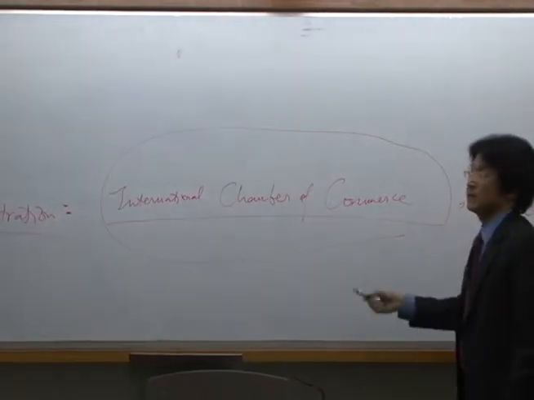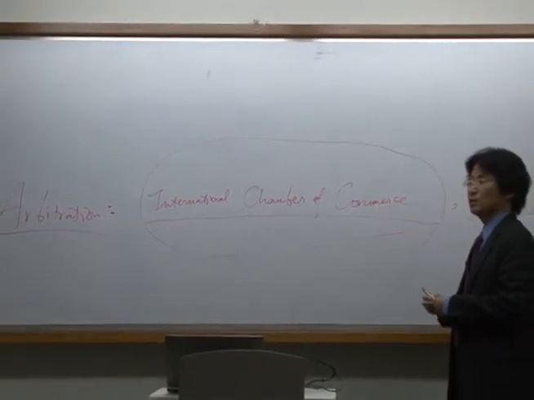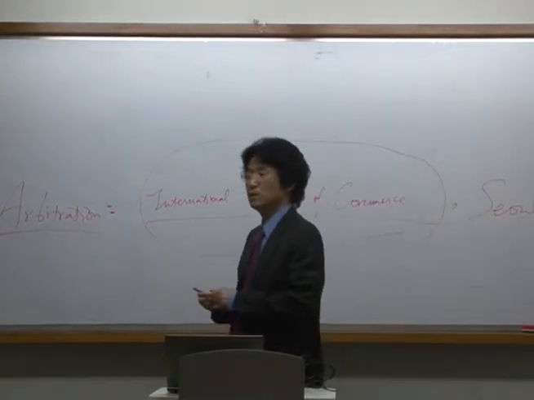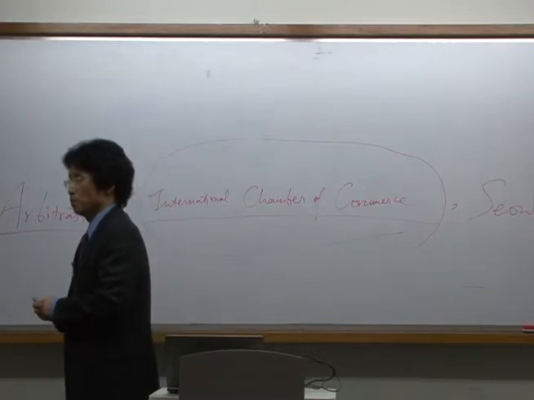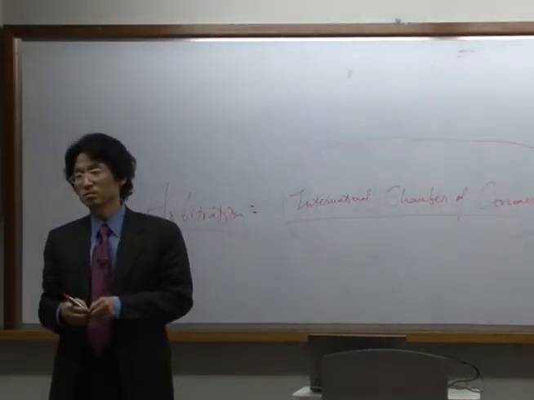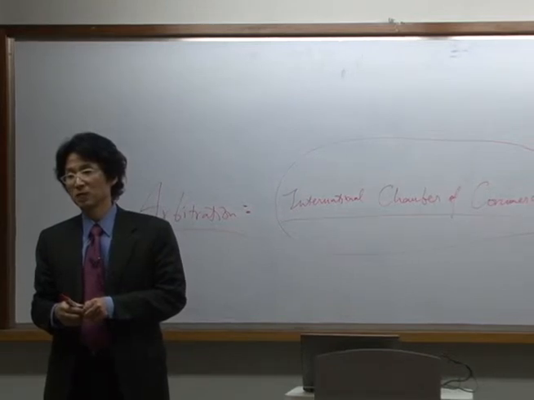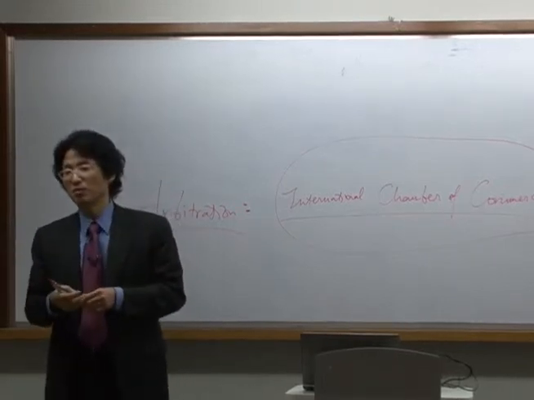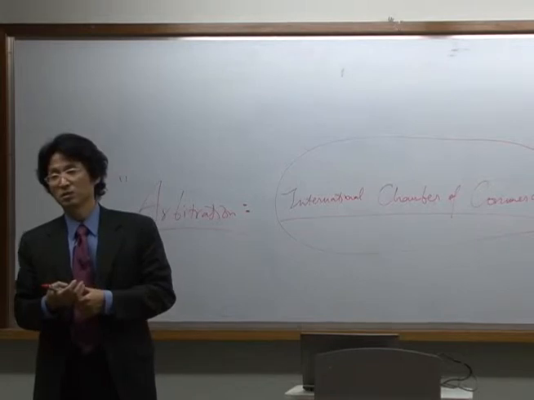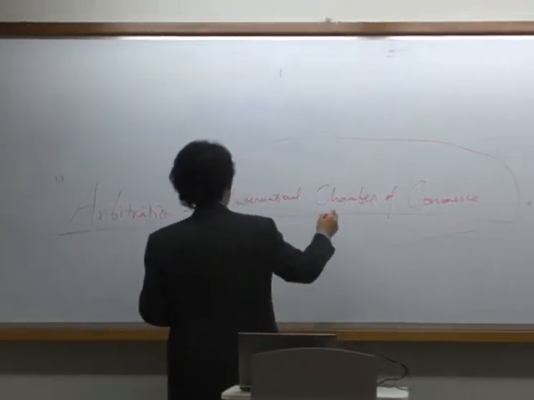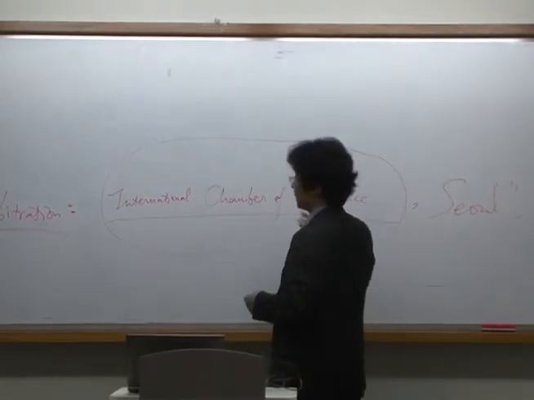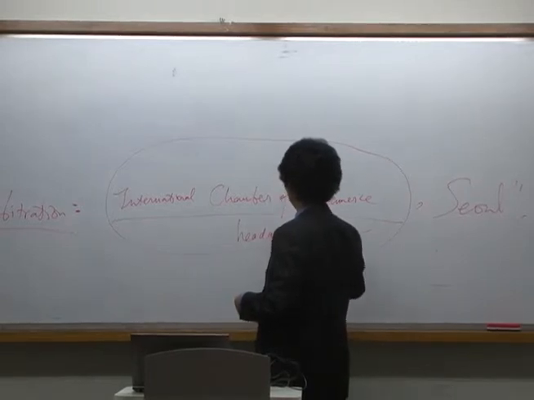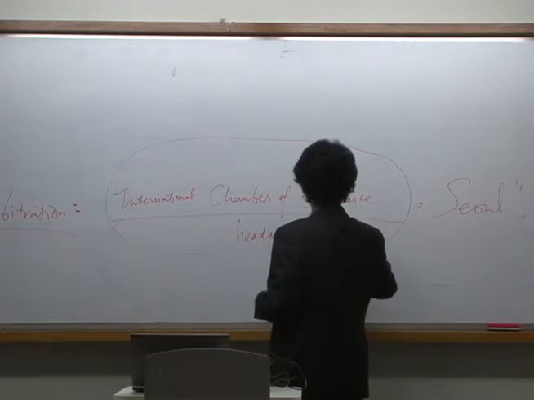International Chamber of Commerce. There are many organizations called International Chamber of Commerce. There is a Jeju International Chamber of Commerce. There is Seoul International Chamber of Commerce. There is Boston International Chamber of Commerce. So if you want to do the arbitration with the International Chamber of Commerce, then you have to identify further by saying something like International Chamber of Commerce headquartered in Paris. Okay.